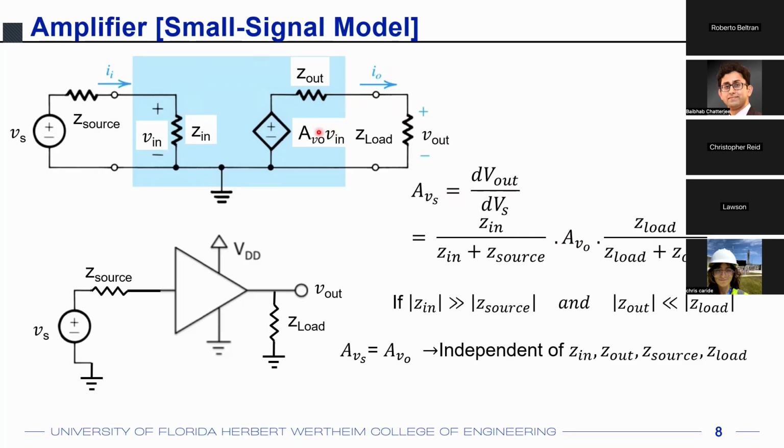So just for the amplifier, you have AVO. That's it. That's just the gain of the amplifier. But the overall system can have a very different gain because of these non-ideal voltage divisions at the input and output.